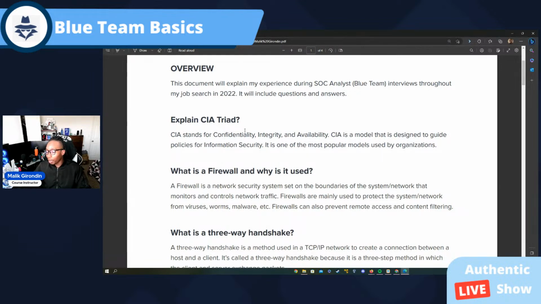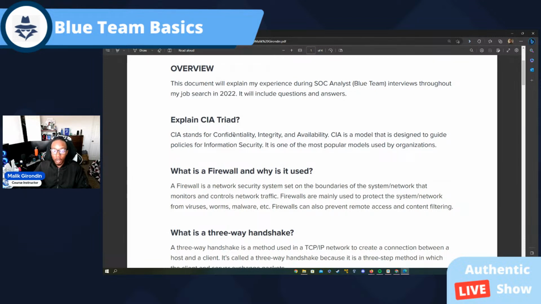Almost all security interviews should have that question in. This is a basic question, and it's very important. It's like Sec+ level. CIA triad stands for confidentiality, integrity, availability. CIA is a model that is designed to guide policies for information security. It's one of the most popular models used by organizations. All right, this is very important.